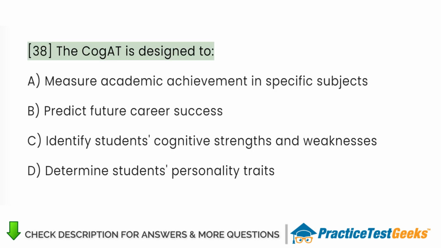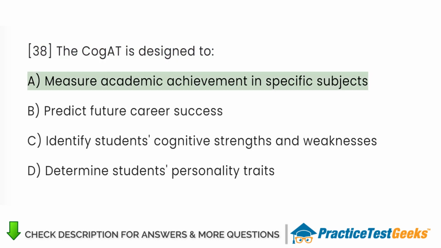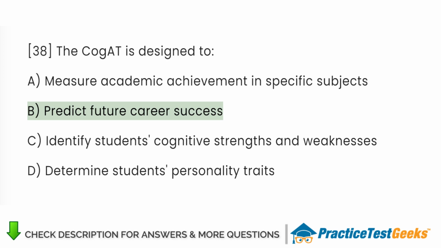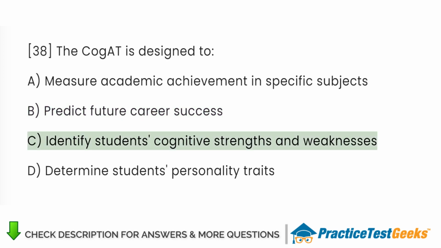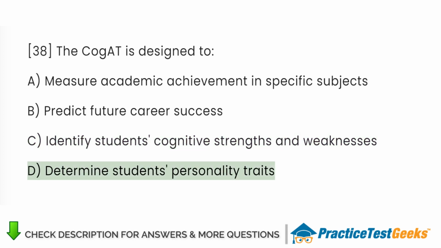The CogAT is designed to A. Measure academic achievement in specific subjects. B. Predict future career success. C. Identify students' cognitive strengths and weaknesses. D. Determine students' personality traits.